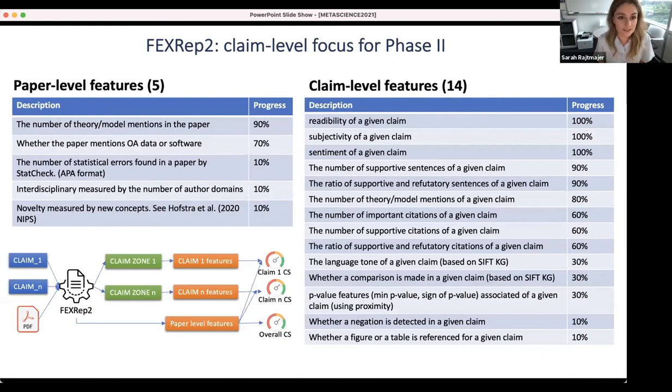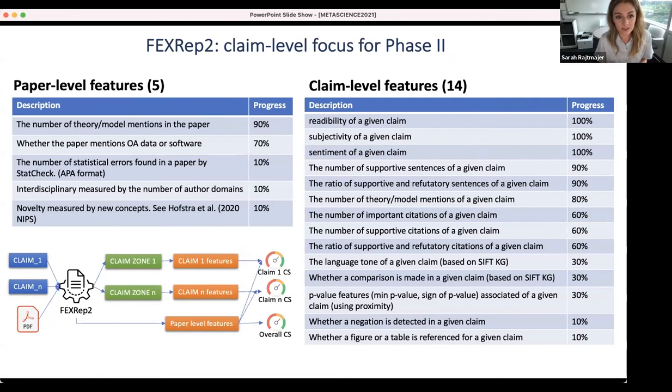We are starting to integrate more features with a particular focus on claim level features. You may have noticed when Fiona was discussing the TA2 effort, they're assessing what's called bushel claims. Rather than looking at just the single primary claim of a research paper, the TA2 teams are now assessing the multiple claims in a single paper.